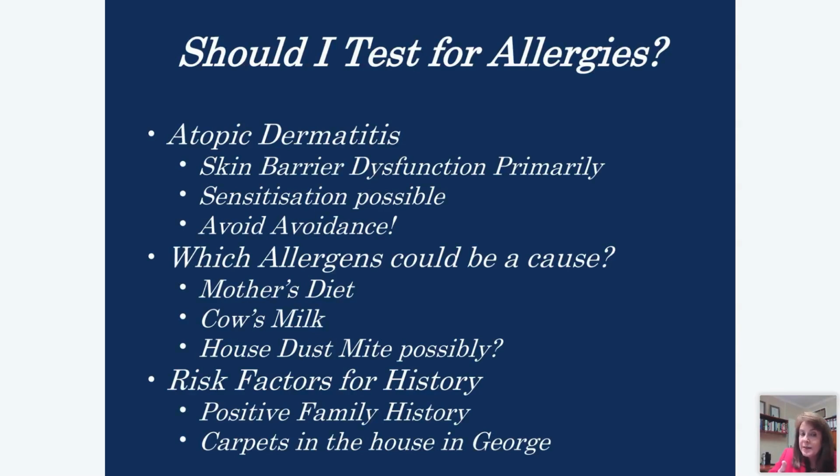And the risk factors in this patient's history: mom and dad have got an atopic tendency, and as I said, living in George in a house with carpets. So there's enough indicators that it might be an atopic child, and we do have some questions that we need to get answers for to decide what we are going to avoid, not avoid, how do we go forth, and what are we going to treat with.